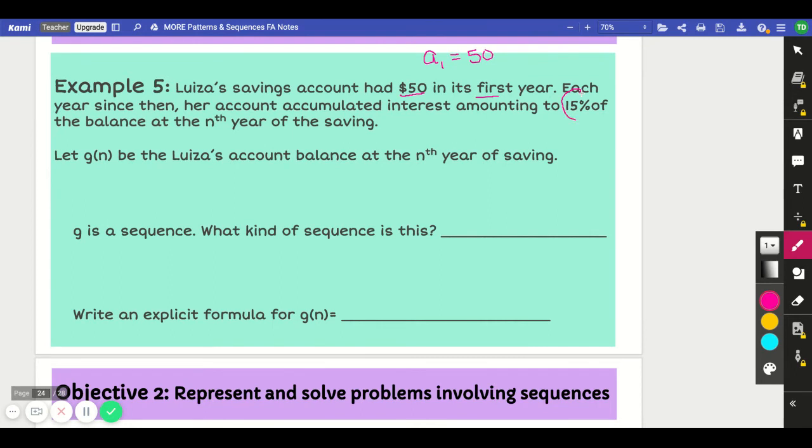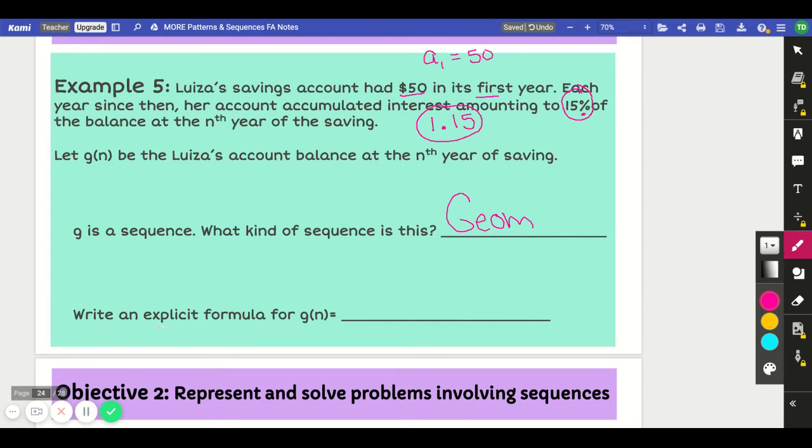So again, we have a percent, and because she's gaining interest, she's not losing interest, she's gaining interest. So that's going to be either the common difference or the common ratio, okay, of the balance at the nth year of the savings. So we're going to figure out what kind of sequence this is. Because we have percents, you're going to multiply the 1.15 by the balance. So because we're multiplying, this means it's a geometric.